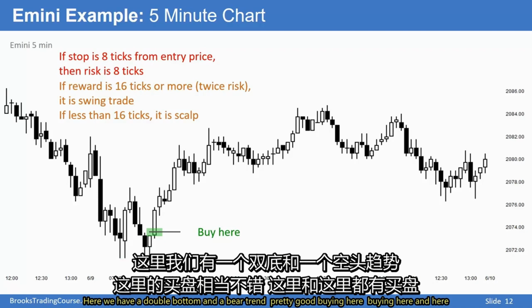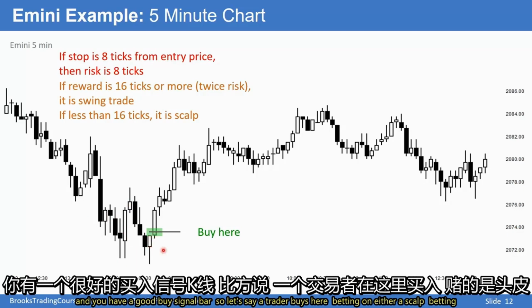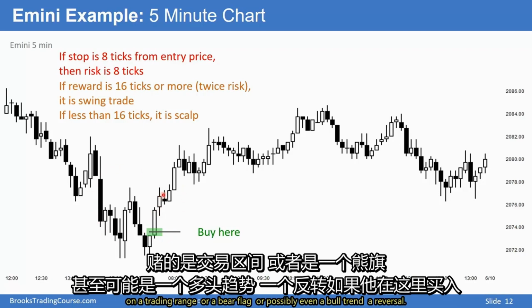Here we have a double bottom in a bear trend. Pretty good buying here, and you have a good buy signal bar. So let's say a trader buys here, betting on either a scalp, betting on a trading range or a bear flag, or possibly even a bull trend reversal.